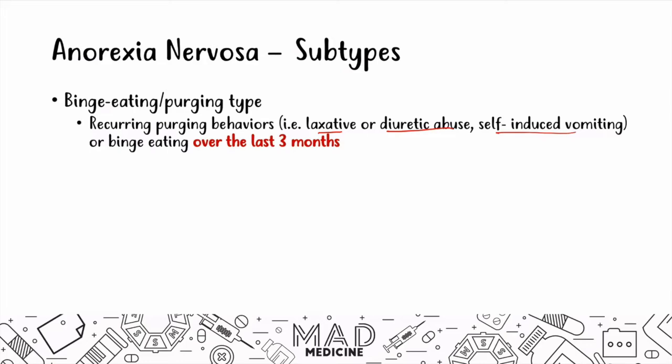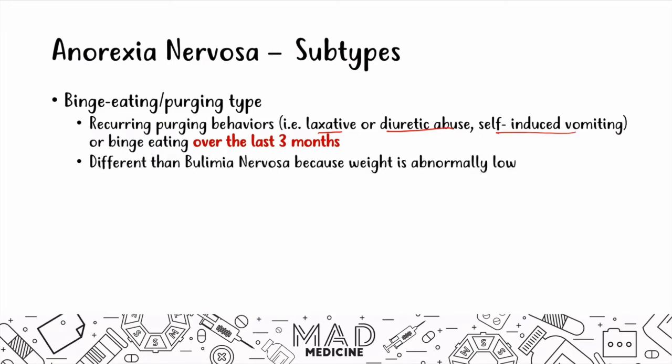And they're going to be doing this for at least 3 months. Now, this is different than bulimia because in this case, they're going to have a BMI that is less than 18.5. Their weight is going to be abnormally low. So that's the key giveaway. Always, always, always, if it looks like bulimia, it could be until you look at the BMI. BMI less than 18.5, it is anorexia nervosa, the binge eating and purging type of anorexia nervosa.